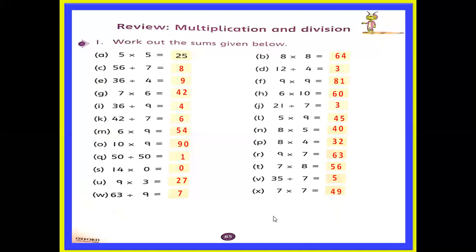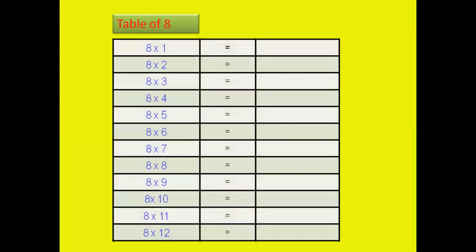Okay, boys. So this is the reason of multiplication. Now, again, the table, this is the table of 8. 8 ones are 8, 8 twos are 16, 8 threes are 24, 8 fours are 32, 8 fives are 40, 8 sixes are 48, 8 sevens are 56, 8 eights are 64, 8 nines are 72, 8 tens are 80, 8 elevens are 88, 8 twelves are 96.